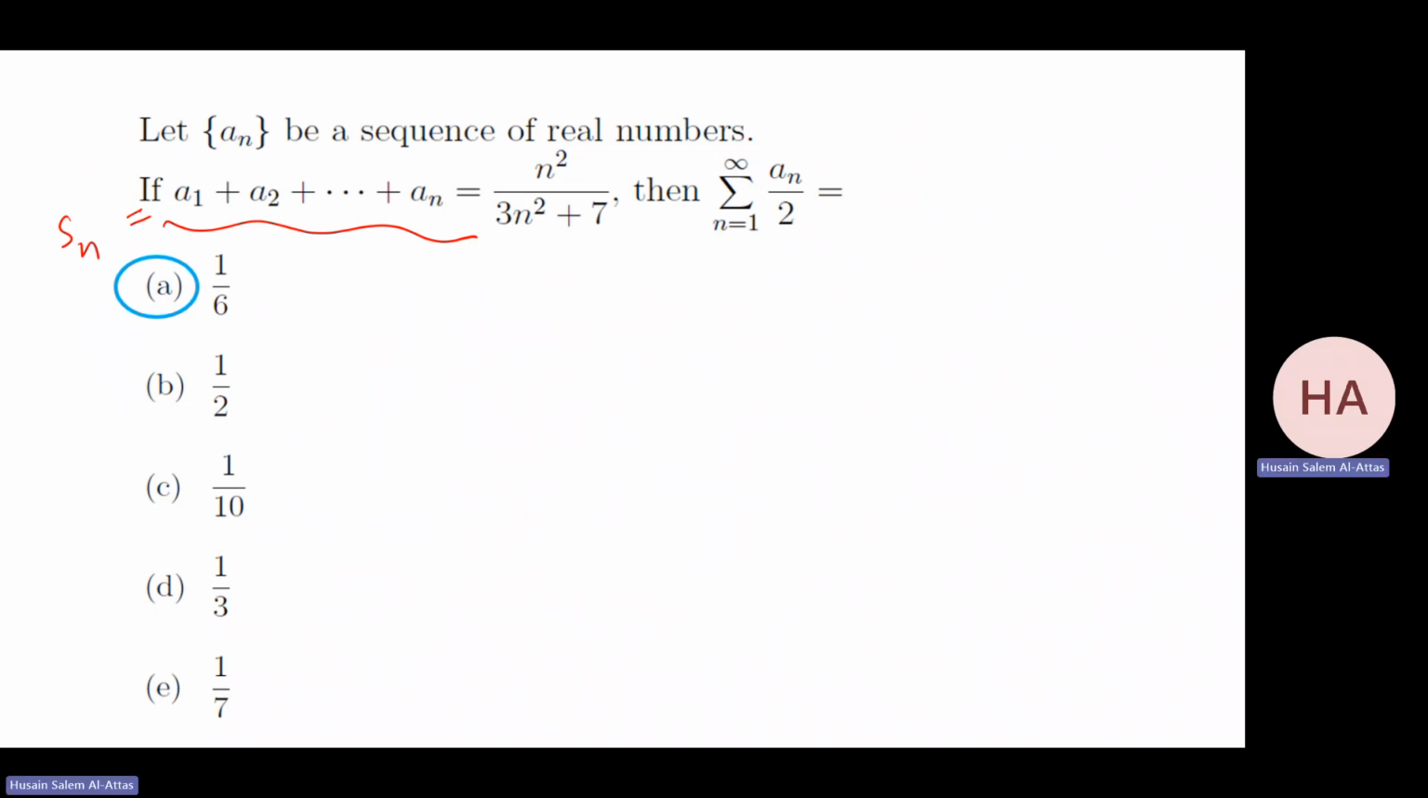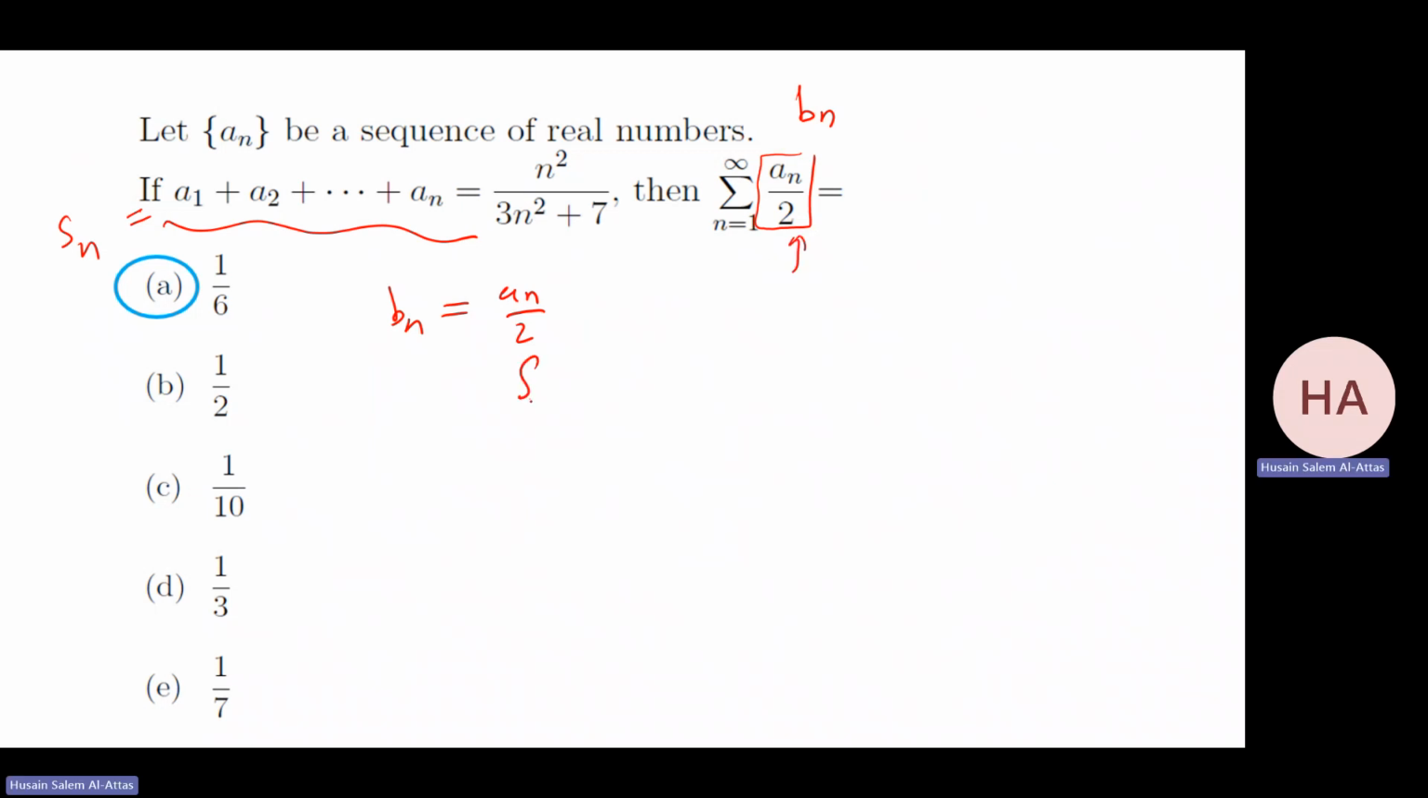By the way, he doesn't want An. He wants An over 2. So let me call it Bn. So my Bn is An over 2, which is what? Now, this is my Bn.